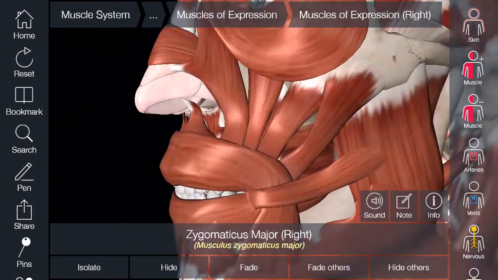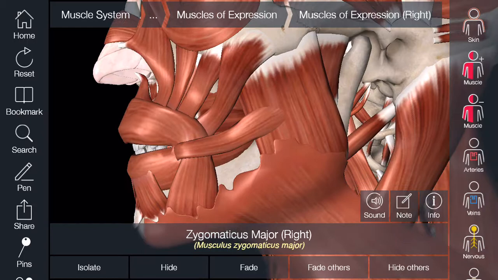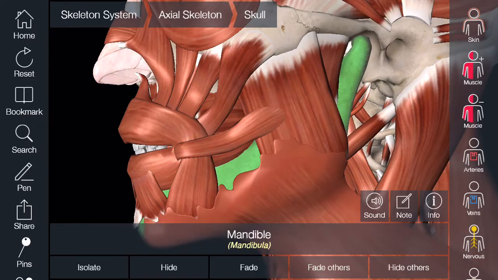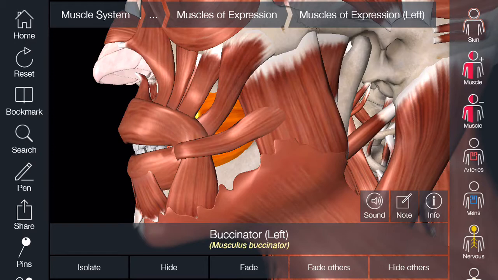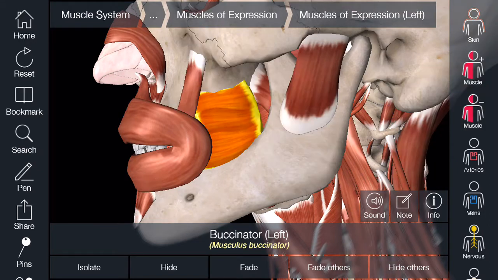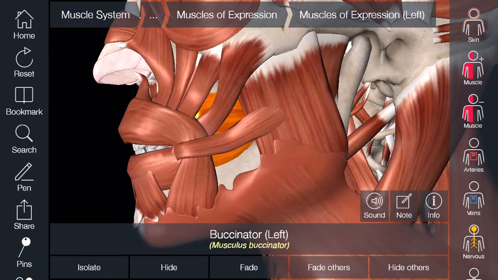The next one is the buccinator. Let's see if I can select that without having to remove a layer. It's basically under. Nope, can't do it. There we go. So I'm going to click on remove a layer of muscle. I'm going to remove another layer. There we go. I've seen several textbooks say that it's the muscle that a trumpet player, for example, would use, because the action is compression of the cheek. So there it is right over there.